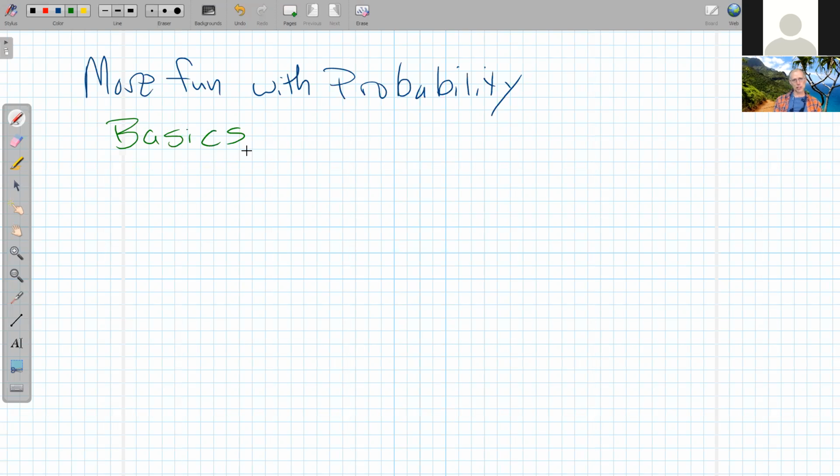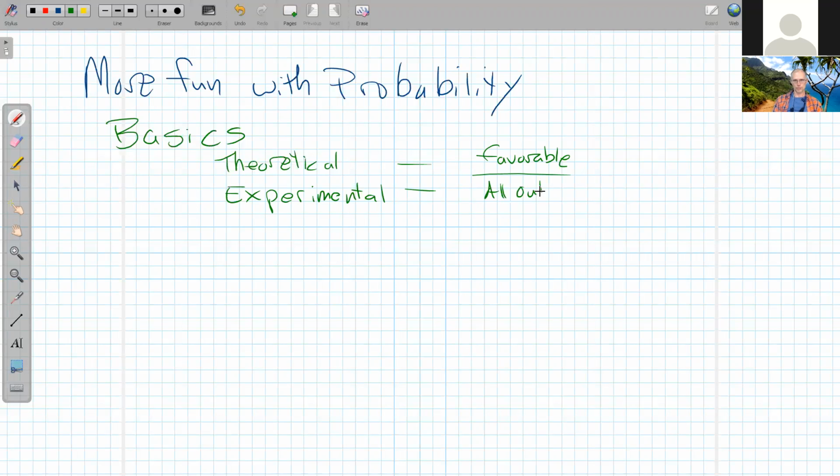So big ideas from the basics is there are two branches of probability. There's theoretical and experimental. And theoretical sort of exists, but in a way not really. But either way, it's favorable over all outcomes. And so we just have to find out clever ways to figure out how many favorable ways are there something can happen and how many total ways are there something can happen.